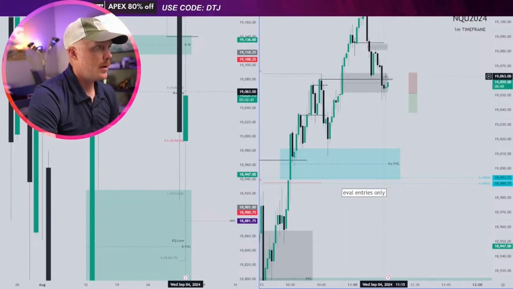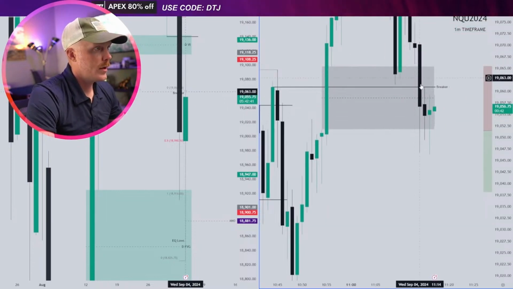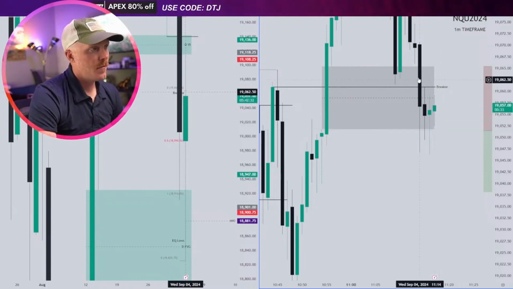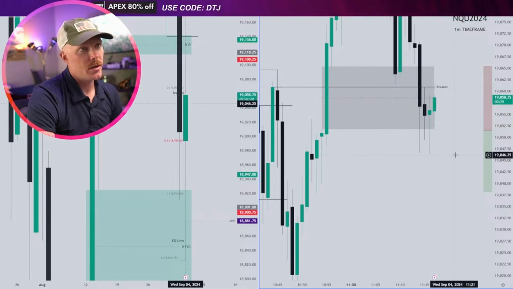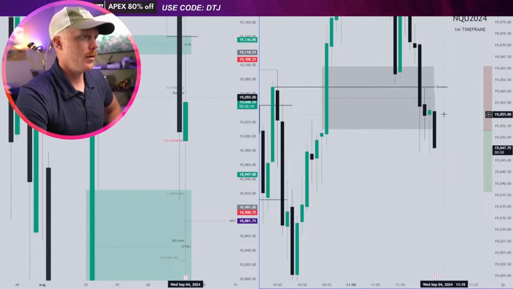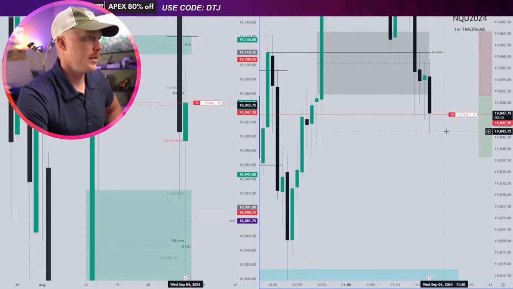Now, if we came up and filled this fair value gap right here, if we wicked into this fair value gap and then closed below, 100% I'm taking that. Why? Because fair value gaps give price energy to continue the direction it's going. But I would want to see it be a wick. I don't want it to be a full-bodied candle there. Okay, so that's aggressive. We're going to take that and see what happens here.